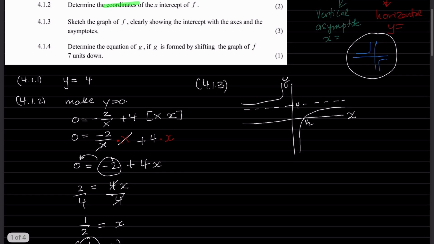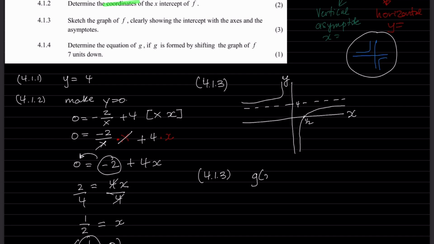Now moving on to question 4.1.3. Determine the equation of g if g is formed by shifting the graph 7 units down. Okay, so for a shift like this, we're going to start off by saying g of x is equal to f of x. So that's what they tell us. It is the graph of f, but shifted 7 units down. So minus 7, because we're shifting it down.